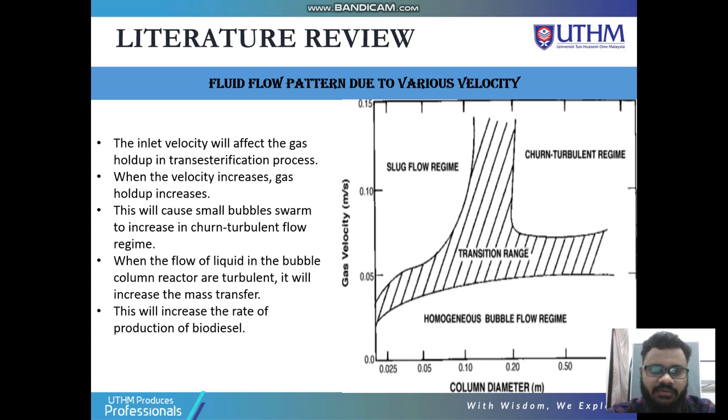Okay, this is the fluid flow pattern due to various velocity. The inlet velocity will affect the gas holdup in the trans-esterification process. When the velocity increases, gas holdup increases. This will cause small bubbles to form and increase the churn turbulent flow regime. When the flow of liquid in the bubble column reactor is turbulent, it will increase the mass transfer. So this will indirectly increase the rate of production of biodiesel.